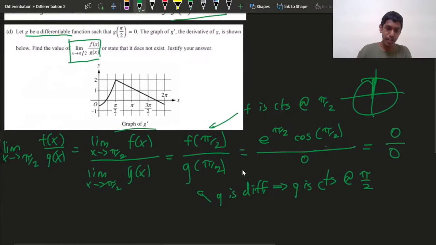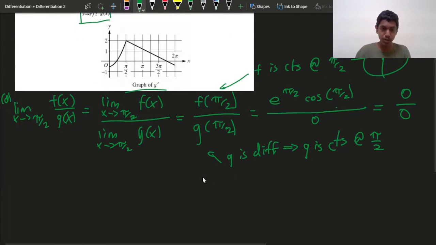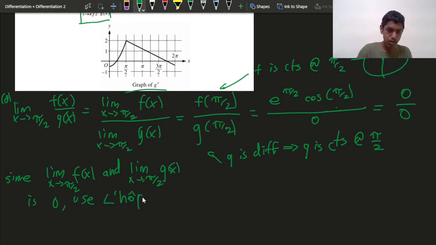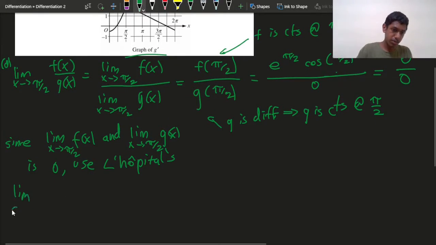So now we know that indeed we're going to have to use L'Hopital's. Since the limit as x approaches pi over 2 of f of x is 0, and the limit of g of x is 0, we're going to use L'Hopital's rule. Okay, so what is L'Hopital's rule though?